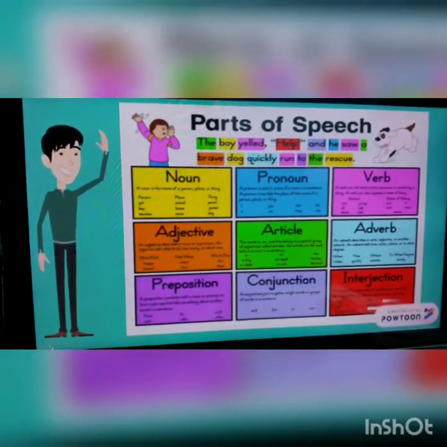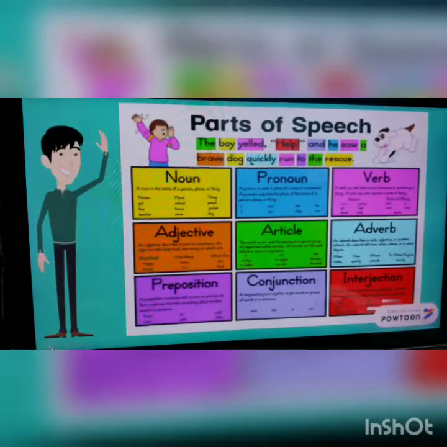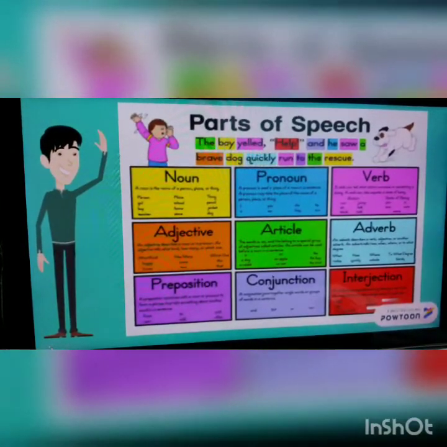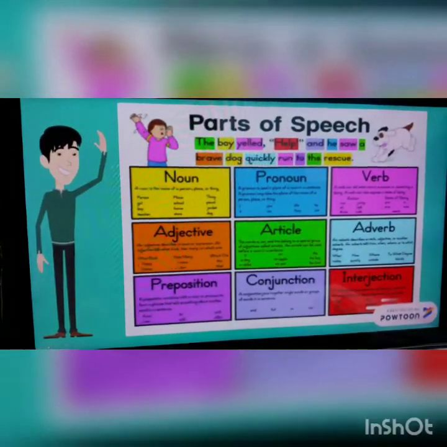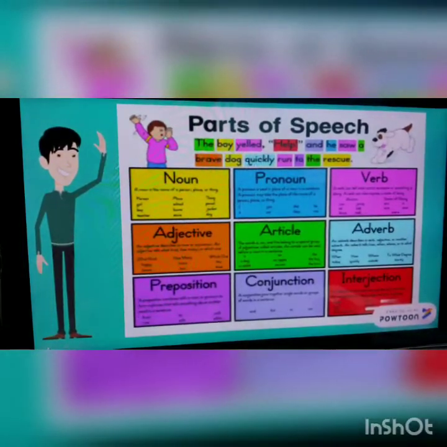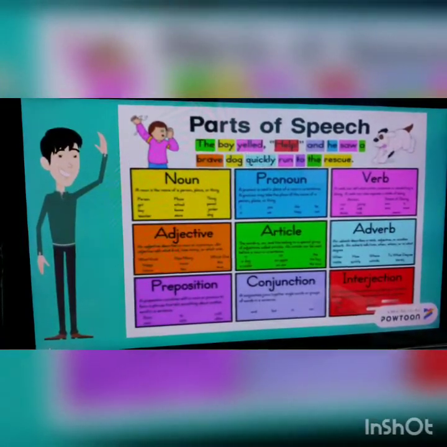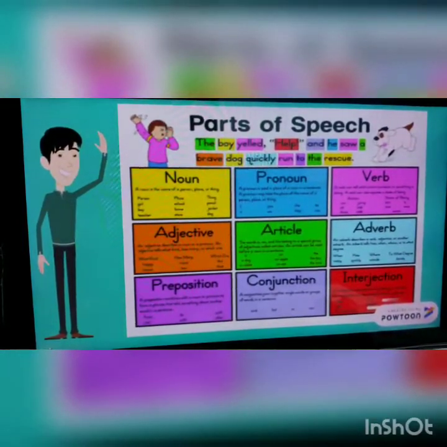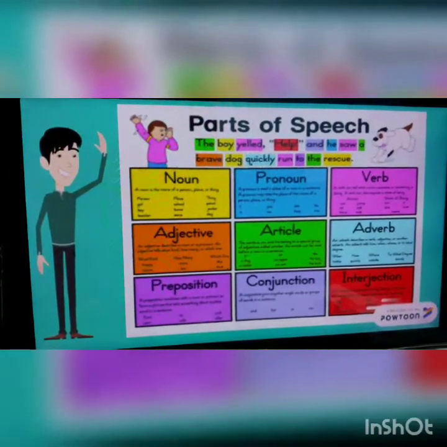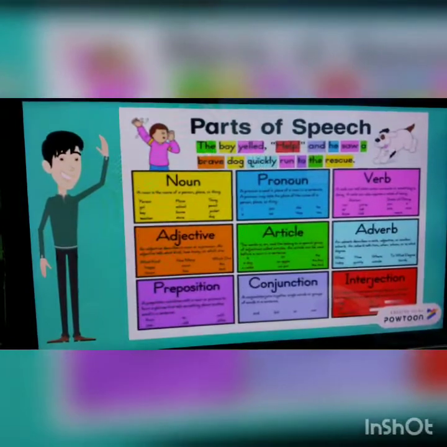Preposition, a word that is put in front of a noun to show where, when, and how. Conjunction, a word that connects parts of sentences or phrases. You can see the example in the box below.